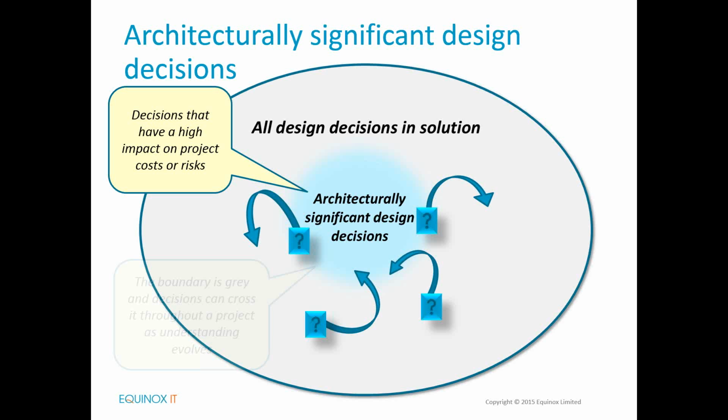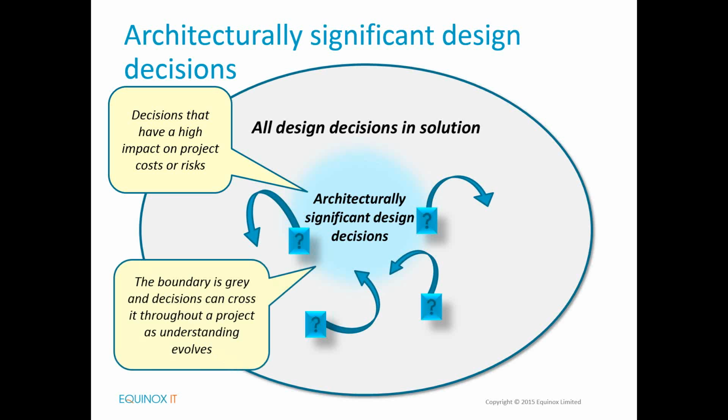Now, you'll see that we haven't got a very clear boundary in this Venn diagram, and that's because this boundary is grey, and decisions can cross it throughout a project as understanding evolves. In a waterfall approach, you're assuming there is a clear boundary. But because you don't know a lot, there are things you could have thought were architecturally significant that turn out to be not that important. And more unfortunately, you can discover later in the project that things considered minor decisions actually are architecturally significant. So they cross the boundary later on. That's the devil in the details situation that you always need to be aware of as an architect.